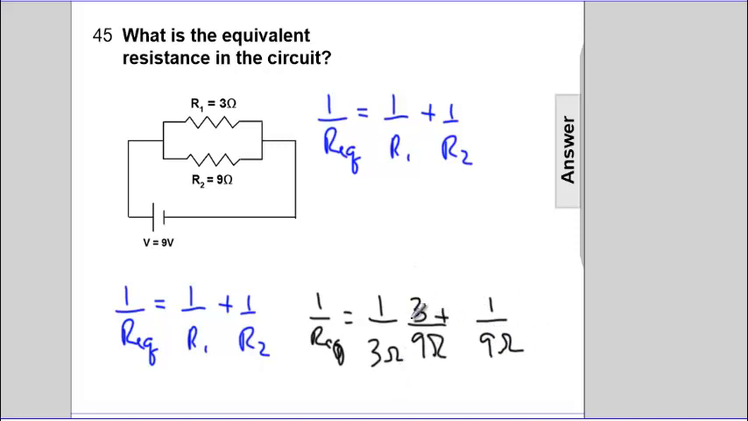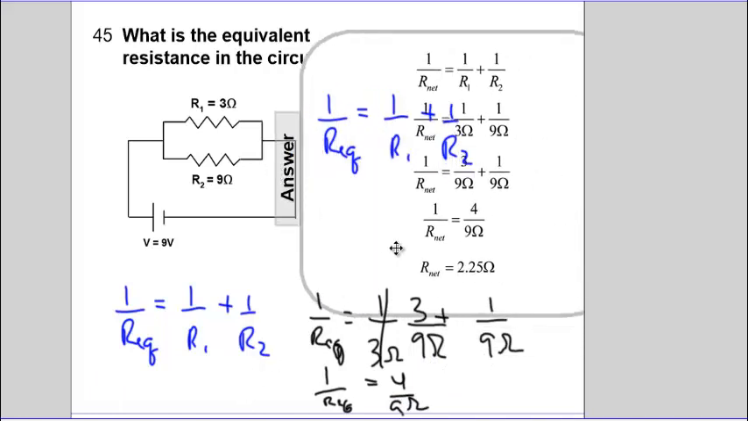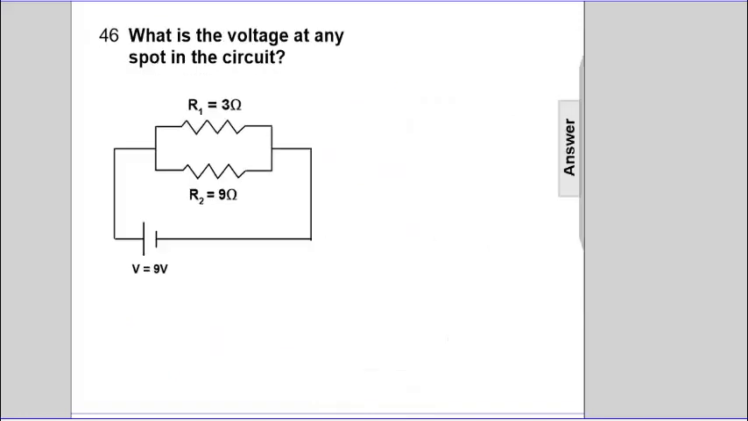1 over 3 is 3 over 9. So 1 over the total resistance is 4 over 9 ohms. 9 over 4 is a little more than 2 ohms when we take the reciprocal: 2.25 ohms. So to solve for that total resistance, you have to take the reciprocal of both sides of this and then do the math. Pull out your calculator and give it a shot. You'll get 2.25 ohms. Relatively small resistance.